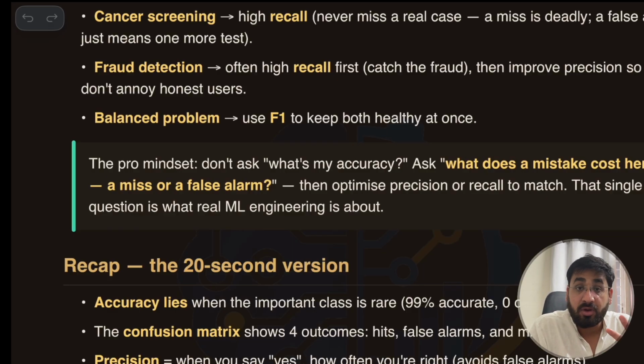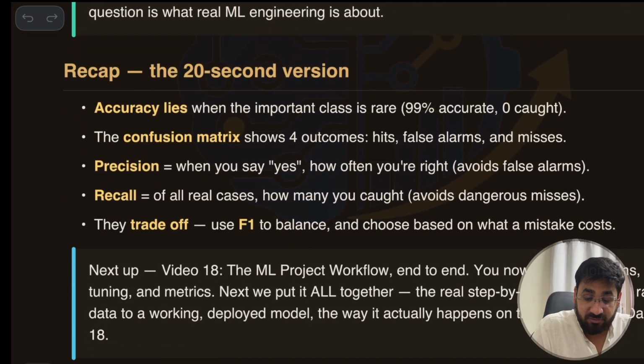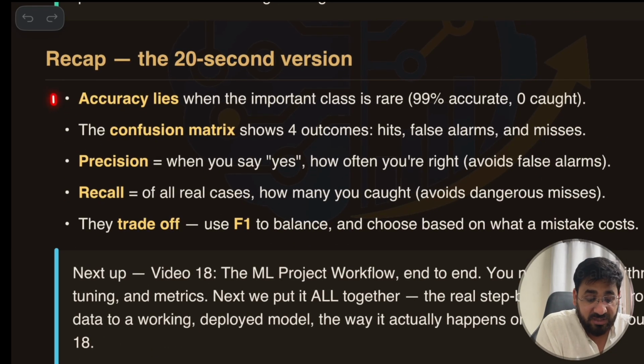You got this point? So what we learned: we understood what accuracy is. Accuracy sometimes can fool you, model accuracy. What is a confusion matrix? What is precision? What is recall? What is the F1 trade-off?